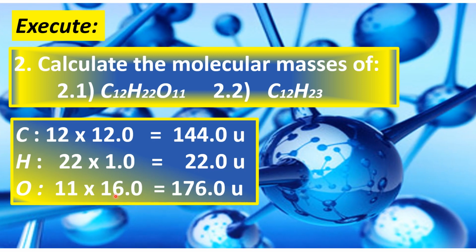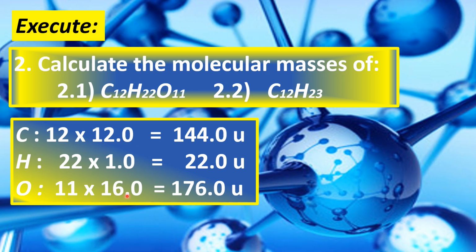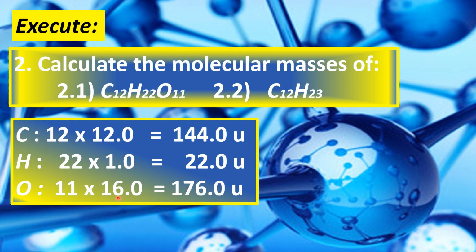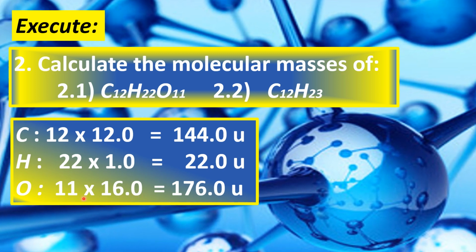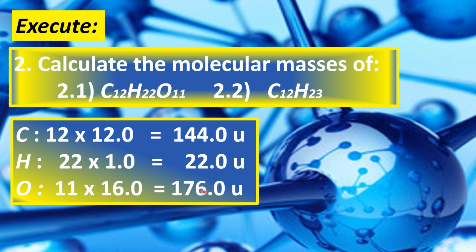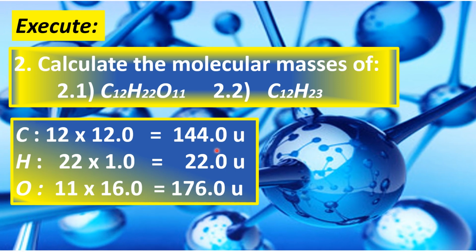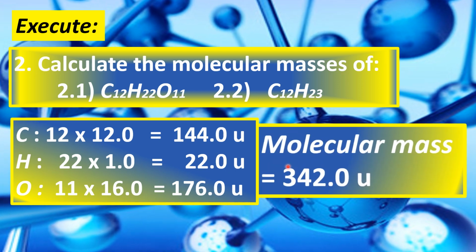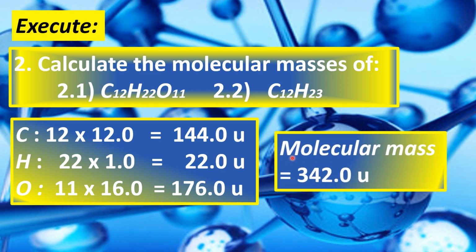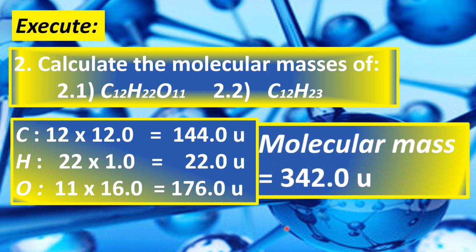And for oxygen, we have 11. Each oxygen atom has an atomic mass of 16.0 U. Multiply that by 11, we get the total mass of 176.0 U. So, getting the sum, we get 342.0 U. And we call this the molecular mass of sucrose or table sugar.